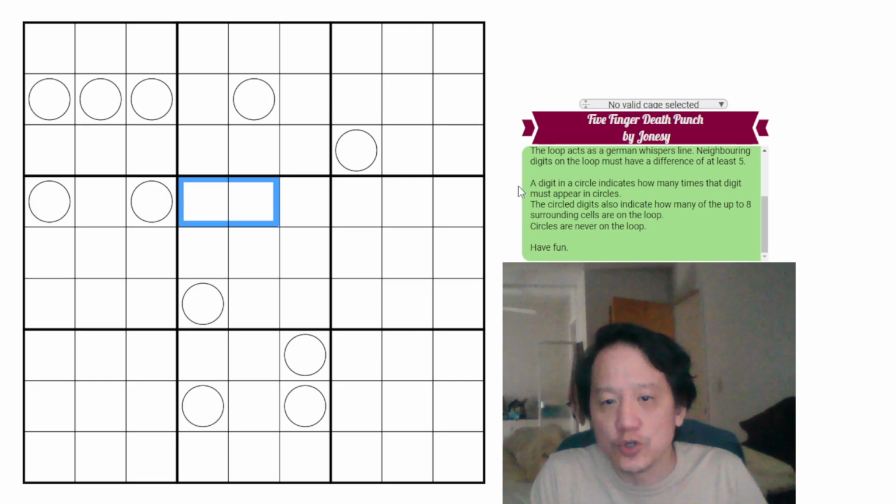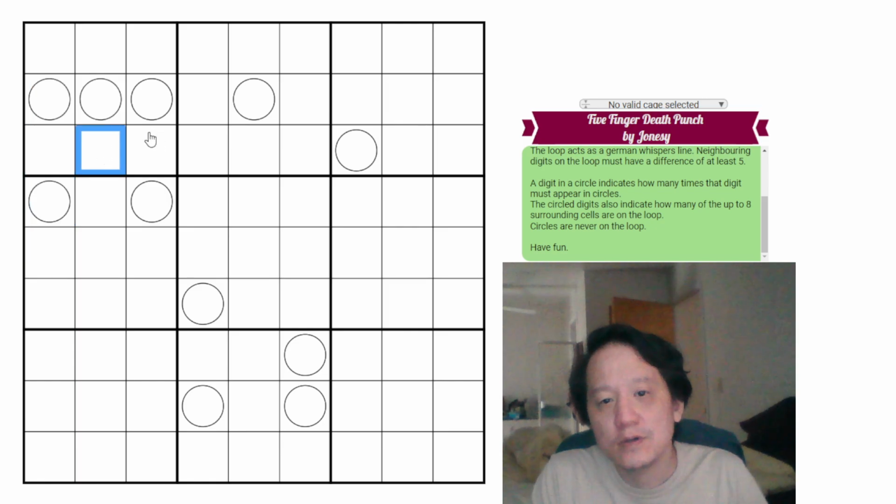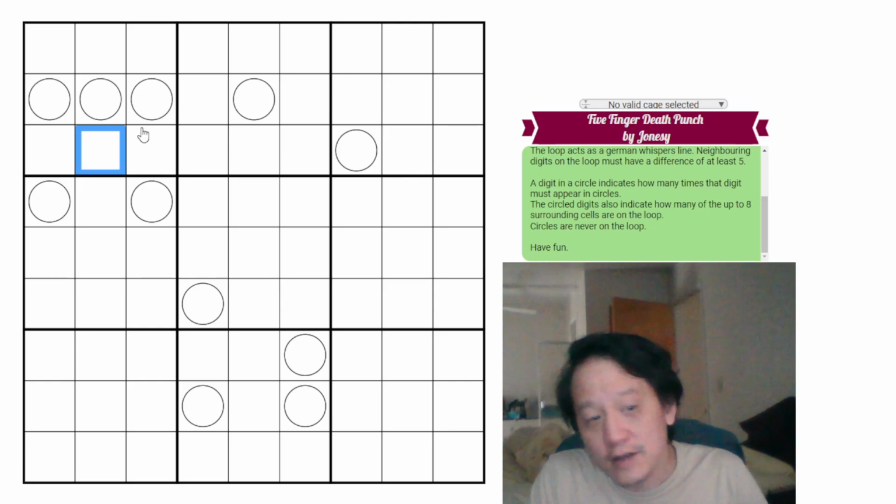A digit in a circle indicates how many times that digit must appear in circles. The circle digits also indicate how many of the up to 8 surrounding cells are on the loop. And circles are never on the loop. Have fun.